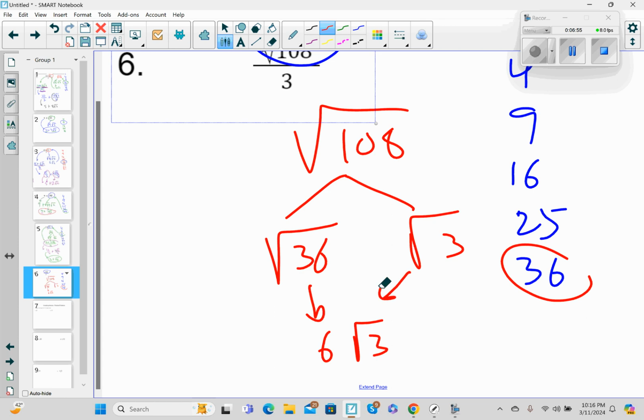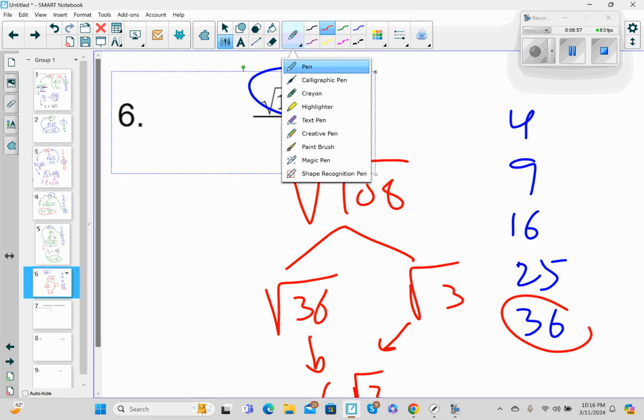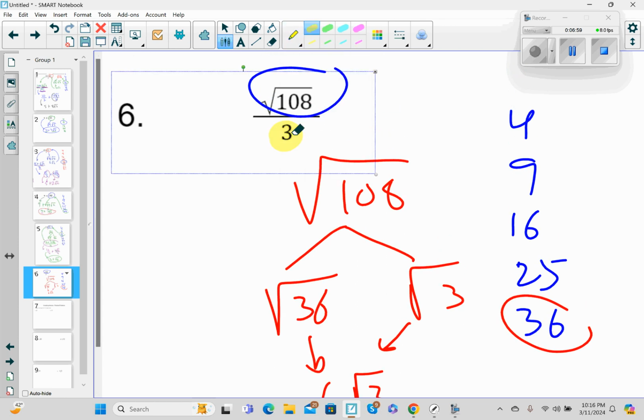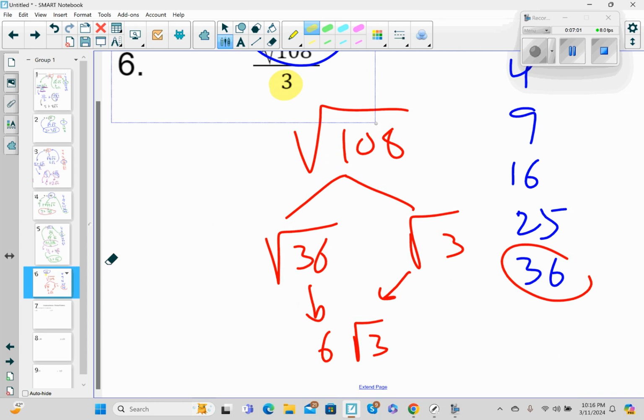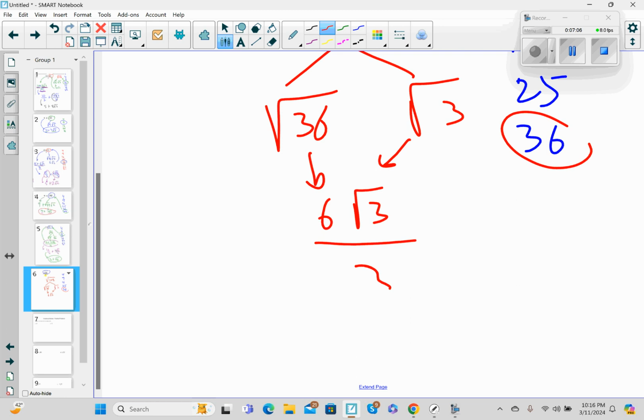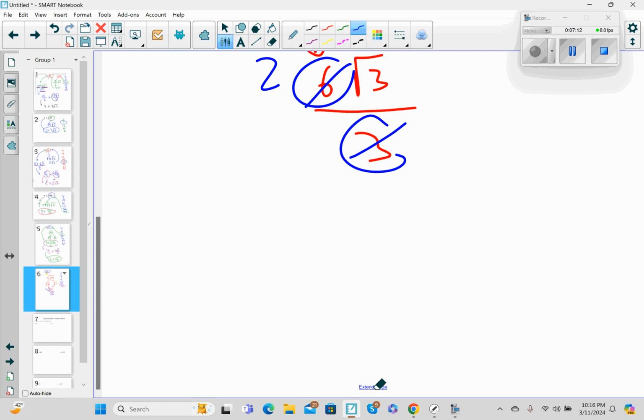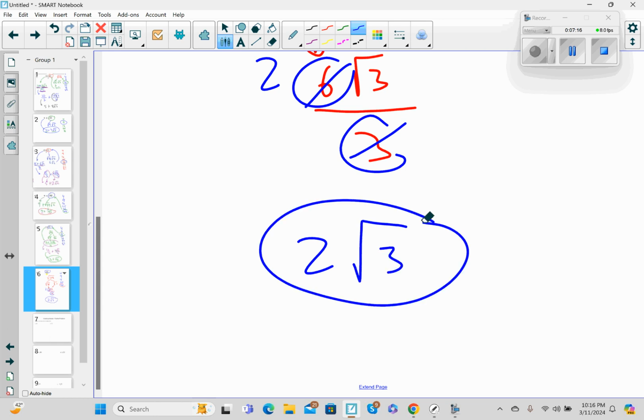Okay, now just remember, don't forget about it. There was a 3 on the bottom, so I have to divide by that 3. I haven't done that yet. So let's put this over 3. And now you can see this 6 and this 3 cancel to 1 and 2. So your answer is 2 square root 3. Okay, I can cancel those numbers. I can cancel this 3 and 6 because they're both outside the radical.